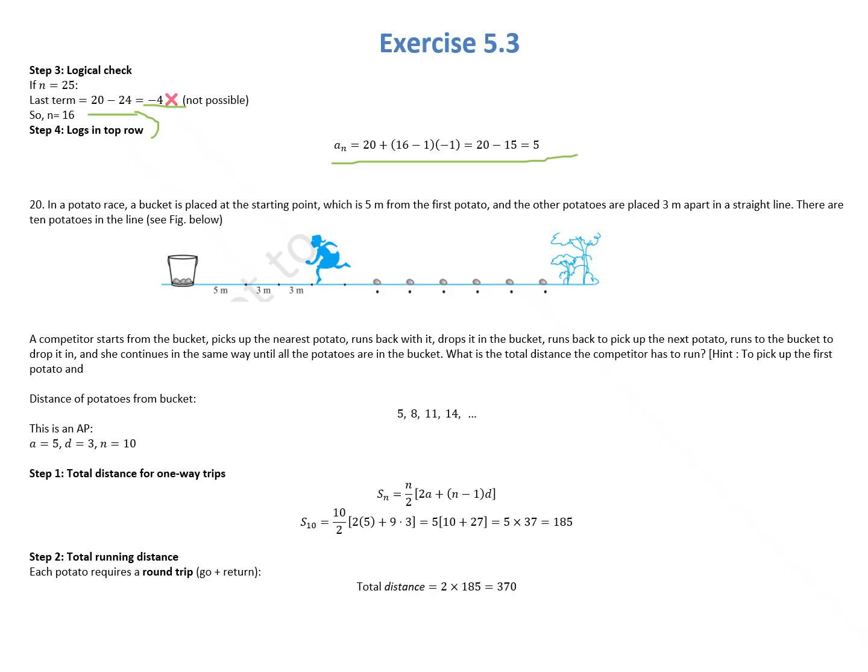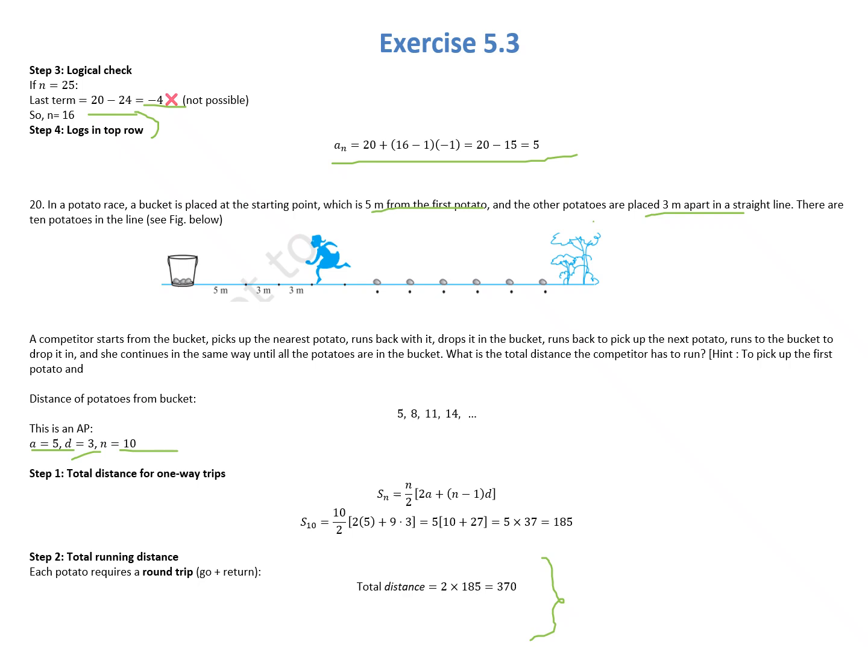So in a potato race, the bucket is placed at the starting point, which is 5 meters from the first potato, and the other potatoes are placed 3 meters apart. So we have common difference as 3, a as 5, and total n as 12. When we solve it, we get the total value as 370. So these are day-to-day problems wherein we identify A and D, we know that this is an AP series, and we can use the formulas to get the value for the respective questions.